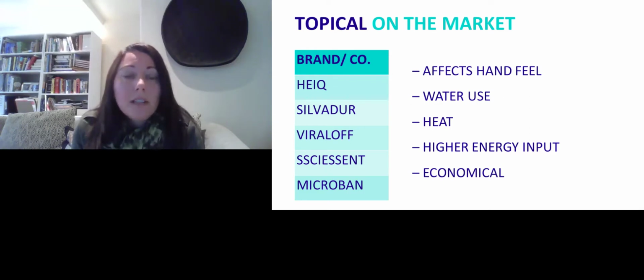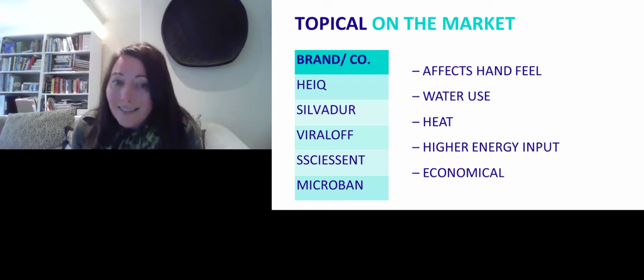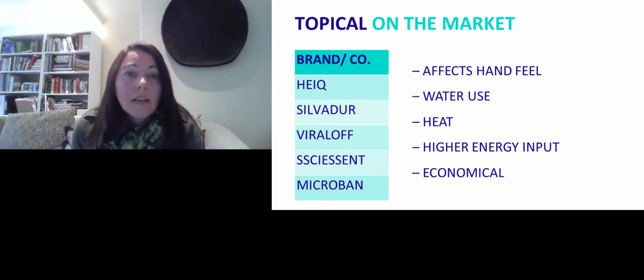The topical finishes that are mostly out there: Haiku, Silvador, Viral Off by Polygene, Excusez-moi, has also another product, and of course Microban. The limitations with a lot of these topical finishes is that it can have an effect on the hand feel.